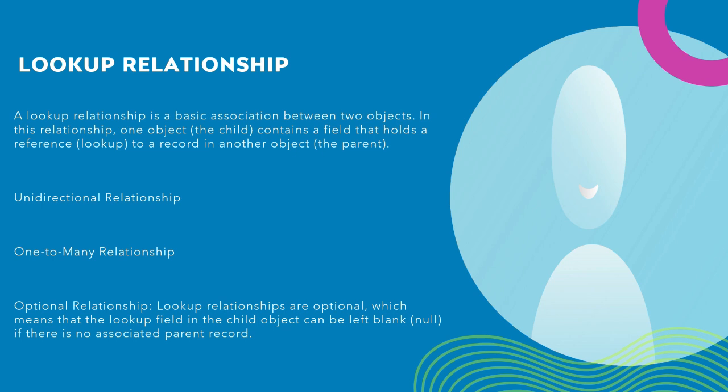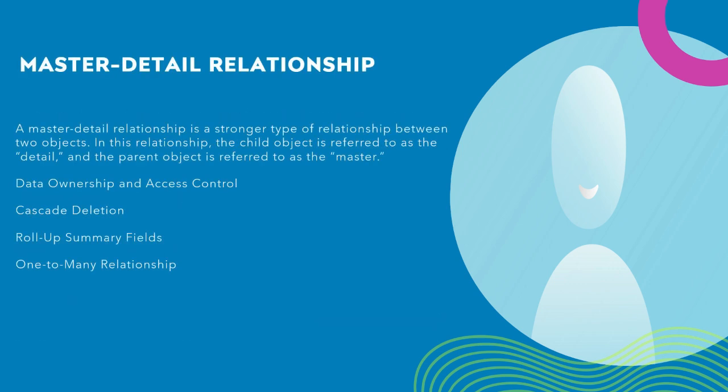And the next point related to this lookup is it is optional. Optional in the sense the lookup field in the child object can be left blank. It means if any child is not associated with any parent record, that is also okay. It means there will be no issue or error if you don't have any children associated with the parent.